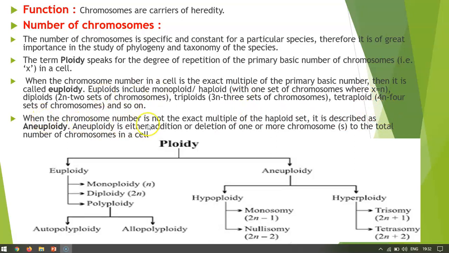Now, when the chromosome number is not the exact multiple of the haploid set, then it is described as aneuploidy. So aneuploidy is basically either an addition or a deletion of one or more chromosomes to the total number of chromosomes in a cell. Now, why do we study aneuploidy? Because any addition or deletion of the number of chromosomes may lead to genetic defects. Here, this particular chart shows the variations in the chromosomes. You can pause the video here and have a look at this chart.